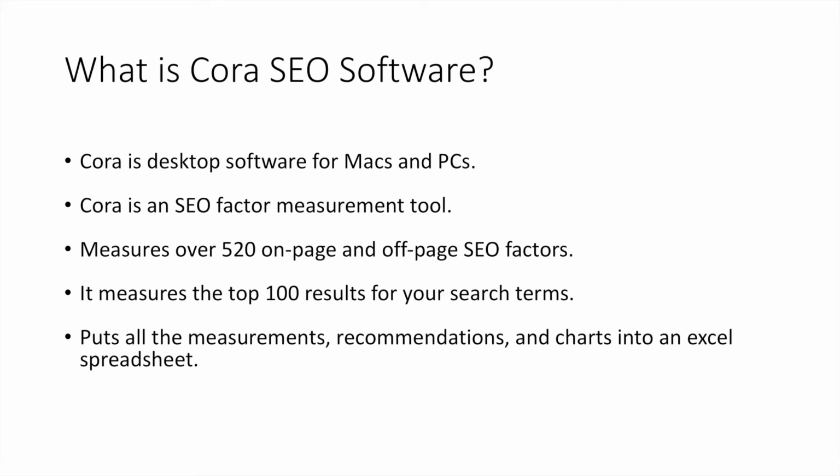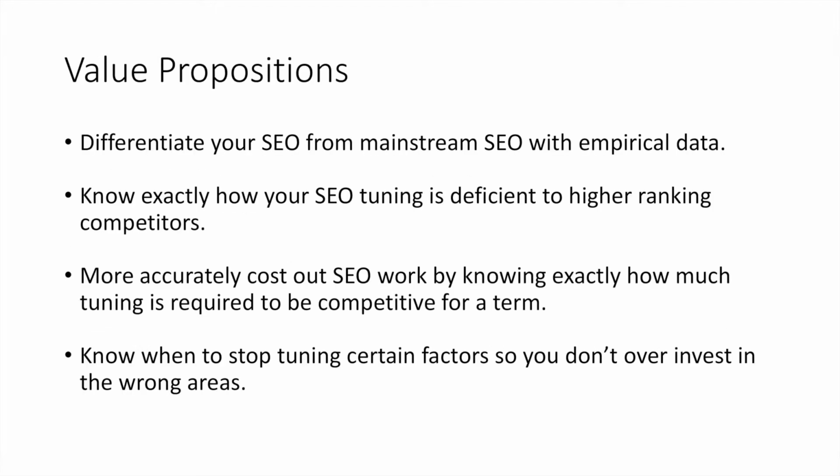So what is Cora? Cora is desktop software for Macs and PCs. It's an SEO factor measurement tool that measures over 520 on-page and off-page SEO factors. It measures the factors from the top 100 results for your search terms. It puts all the measurements, recommendations, and charts into an Excel spreadsheet.